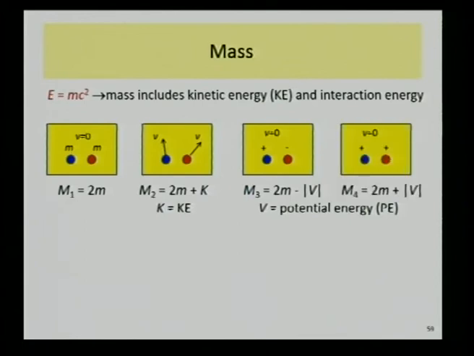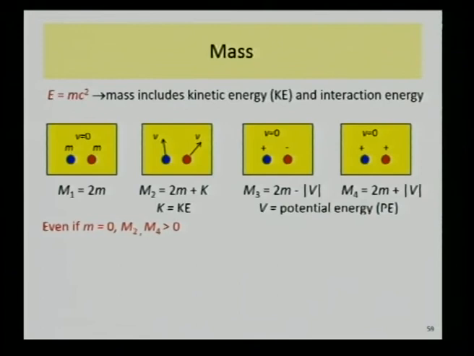Similarly, if they have a repulsive interaction and there's a positive interaction energy, then the total mass could even be larger than 2m. Okay? Could be smaller, could be larger. Could be larger because of kinetic energy, or it could be because of interaction energy. Okay?